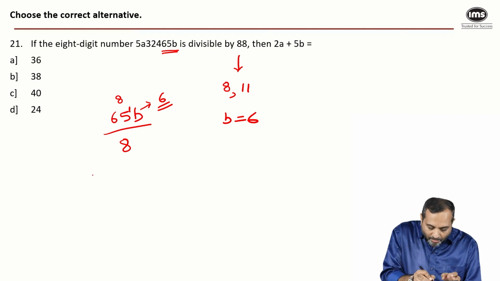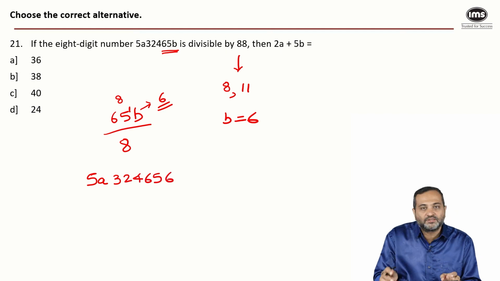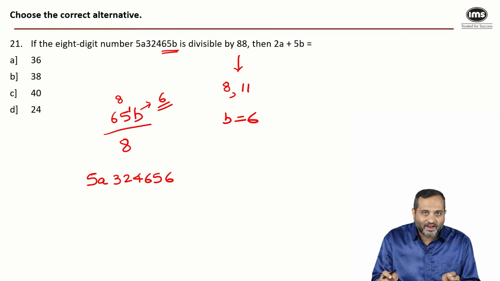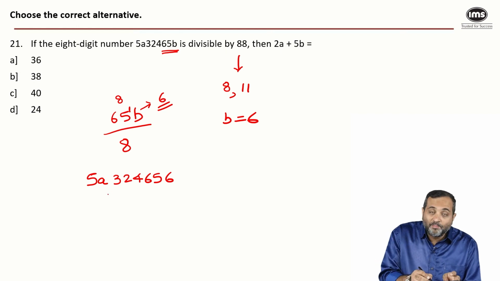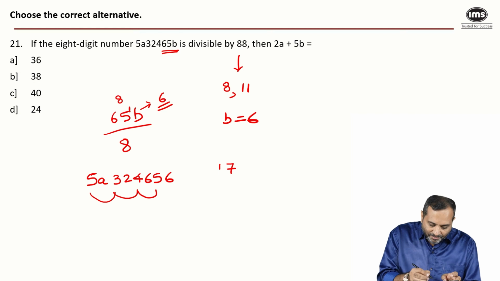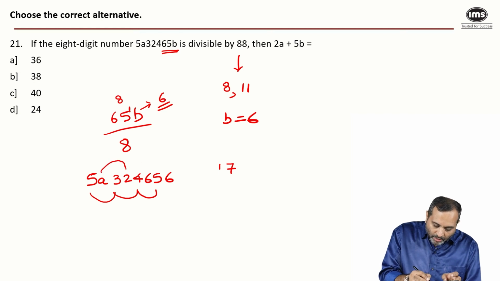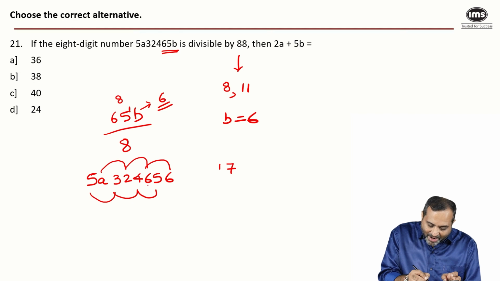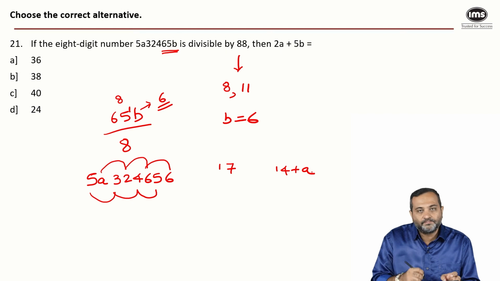Now, the number will become 5A324656. Now, rule for 11. Let's look at numbers at odd places. 5 plus 3, 8, 8 plus 4, 12, 12 plus 5, 17. And numbers at even places, A plus 2 plus 6 plus 6. So 6 plus 6, 12, 12 plus 2, 14. This is 14 plus A.